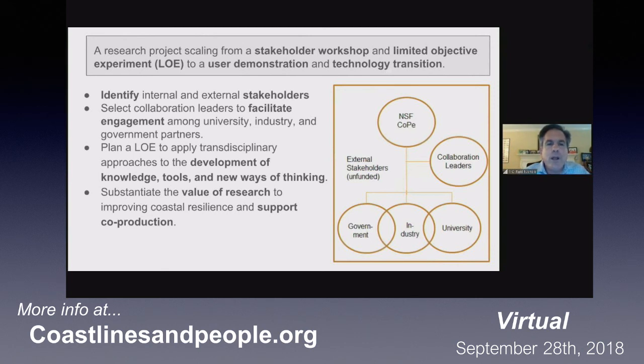By doing this, a larger audience could be engaged. This should happen from the very beginning in identifying stakeholders, maybe putting together some sort of stakeholder register, and then affecting a limited objective experiment that would help develop deep integrated knowledge. And then scientific papers, as well as some sort of demonstration, should be able to substantiate the value of the research to support co-production by operational organizations, even citizen scientists in their homes.